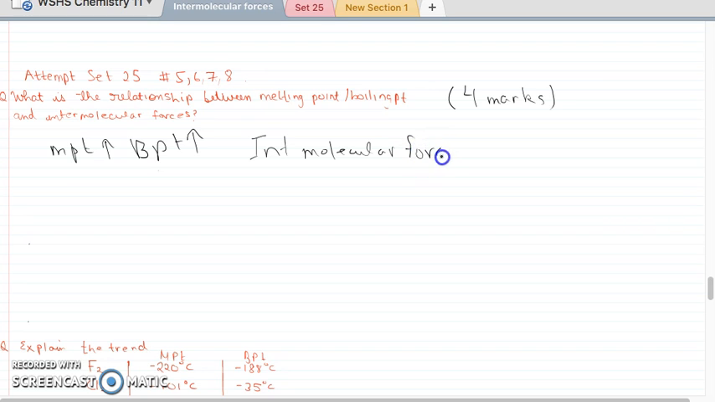Now, the next thing that you would need to add is this: as the intermolecular forces become strong, there is more kinetic energy expended, or more energy required, to break the bonds between two molecules. This would mean that the boiling point and the melting point of that molecule would increase. That gives you 2.